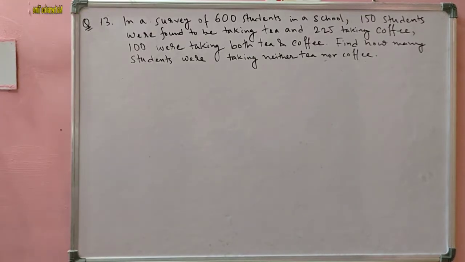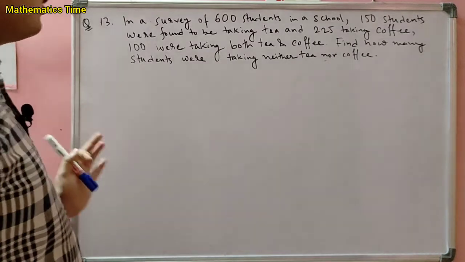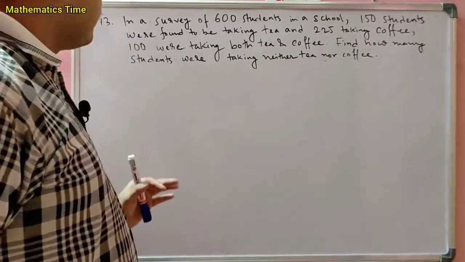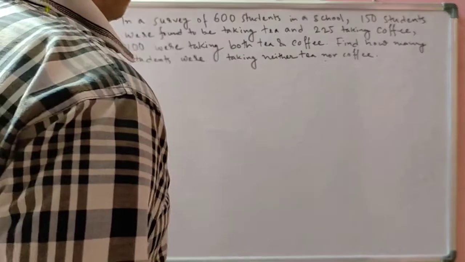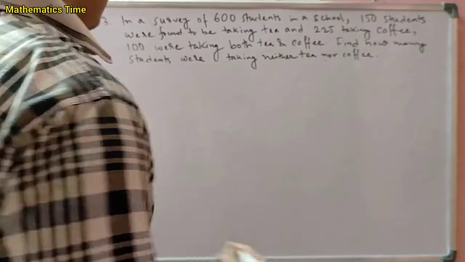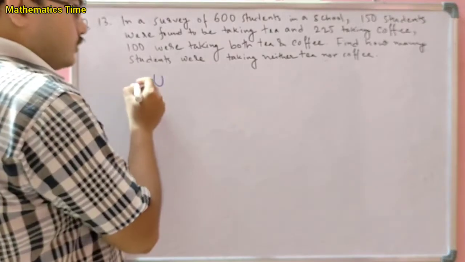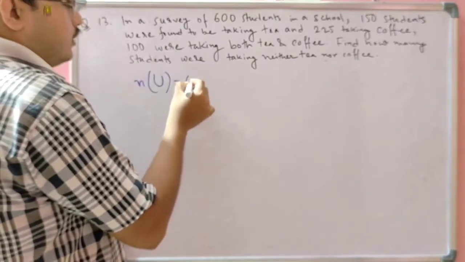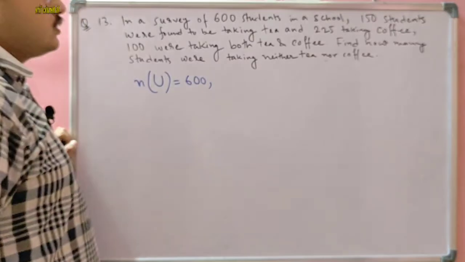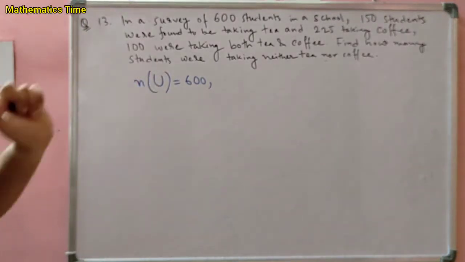So our next problem states that in a survey of 600 students in a school, 150 students were found to be taking tea, 225 taking coffee, 100 were taking both tea and coffee. Find how many students were taking neither tea nor coffee. What will be the universal set? Let U be the universal set, the number of students in the school, so n of U is 600, given.